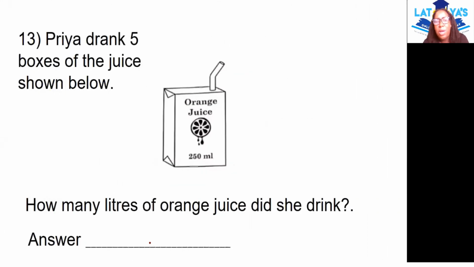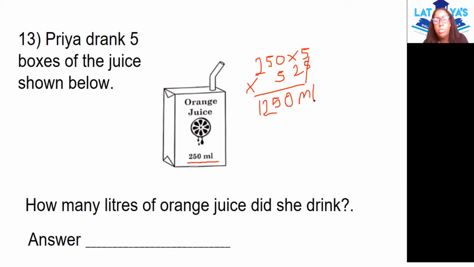Question 13. Priya drank 5 boxes of the juice shown below. Okay. How many liters of orange juice did she drink? The first thing we're going to do is to calculate the volume of the juice that she drank. 5 of these boxes, so it means I'm going to multiply 250 by 5. Okay, so I'm going to work it out right here. 5 by 0 is 0, 5 5s are 25, 5 2s are 10, and 2 is 12, 1250. Okay, and this is 1250 ml.